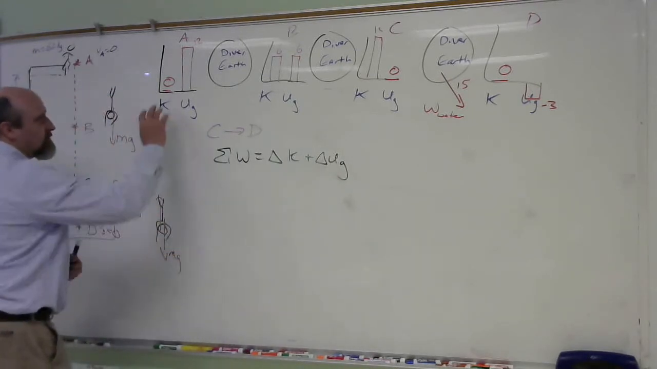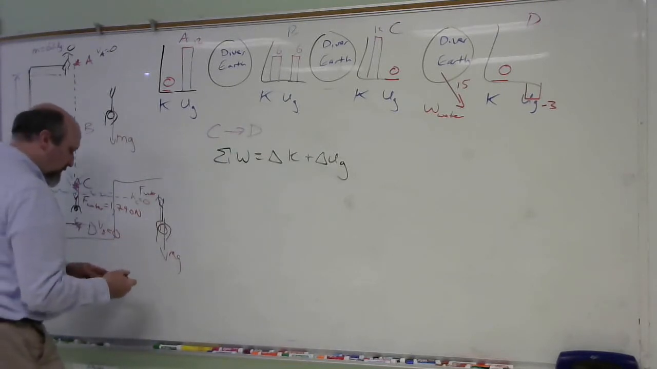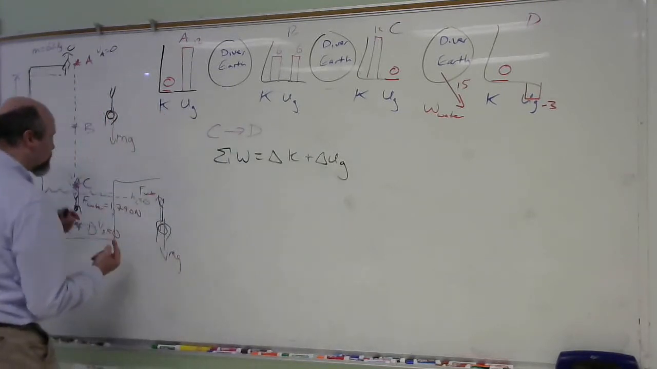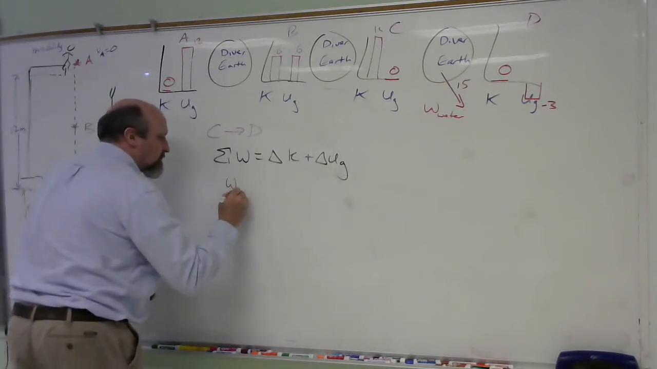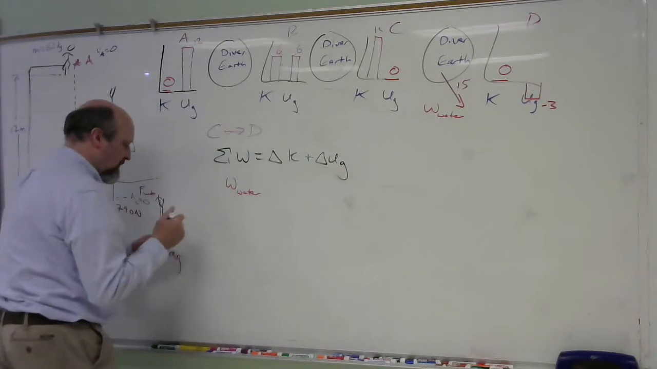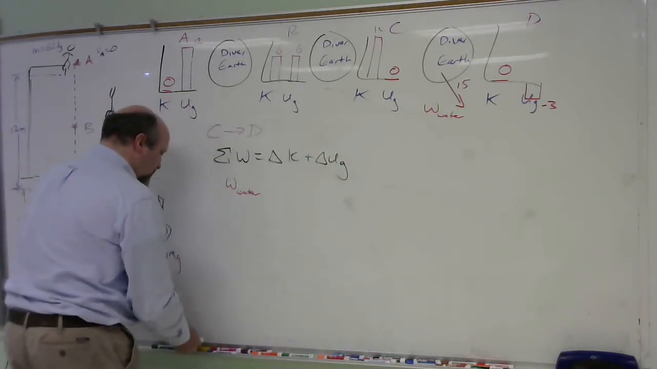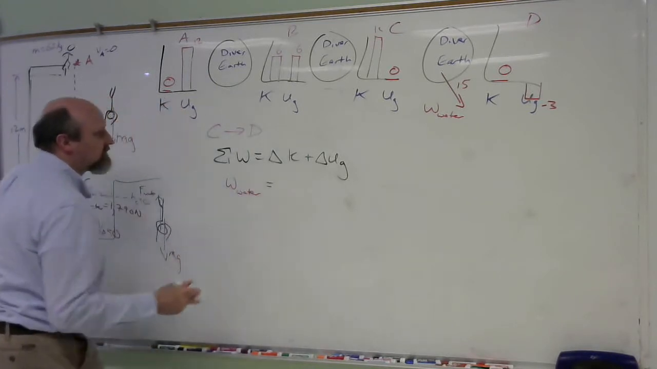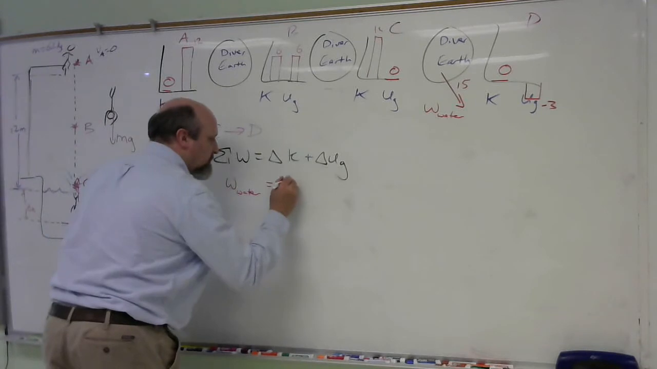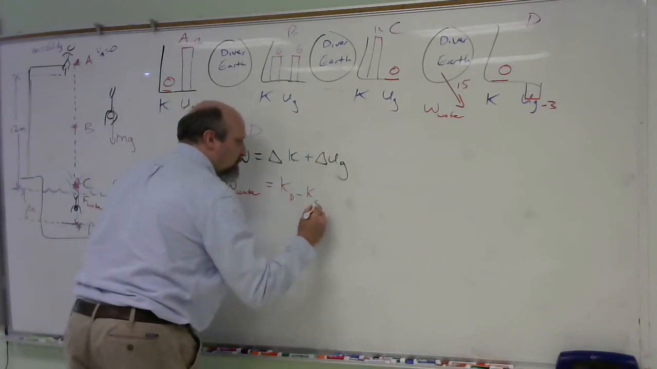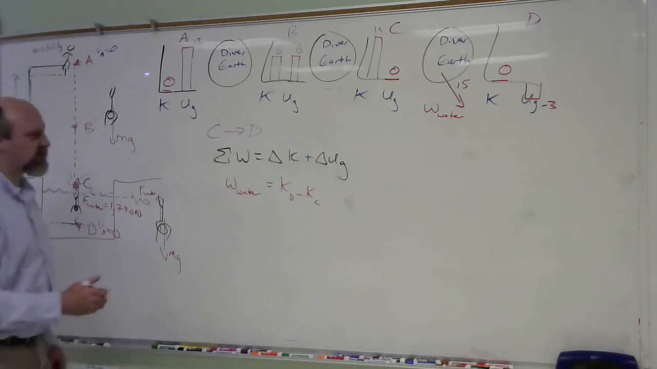Okay, because we're doing our system diver and Earth, we're going to have a delta UG. But I will have a work term from the water. That force of the water pushing against the motion, it is going to be doing work. So I'll have a work term for that work done by the water. On the right side, delta K. So that'll be my kinetic energy at D minus my kinetic energy at C. And delta UG, the gravitational potential energy at D minus my gravitational potential energy at C.